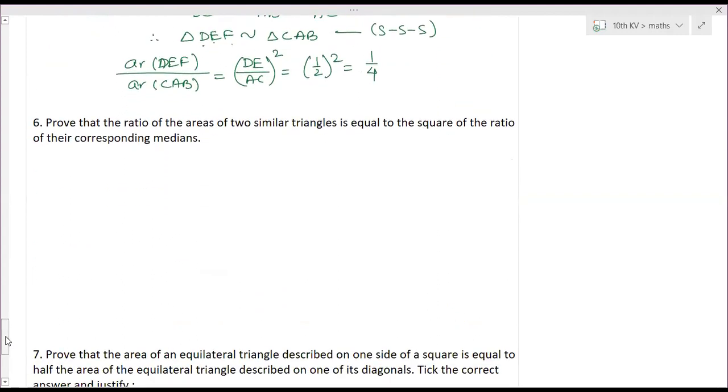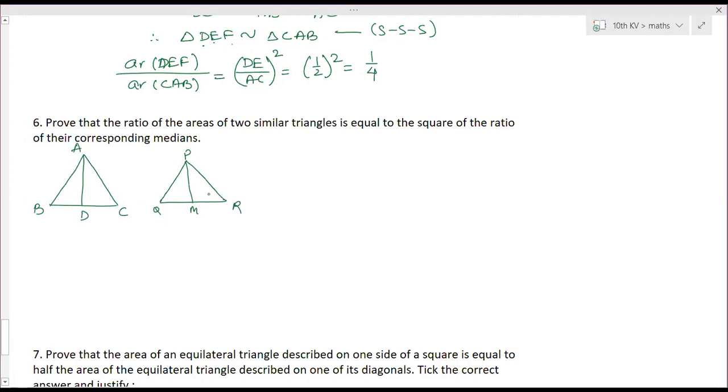Prove that the ratio of areas of two similar triangles is equal to the square of the ratio of their corresponding medians. So for that you have to draw the median. This is one triangle, another triangle. They are similar triangles. ABC, PQR. AD is a median, PM is a median.